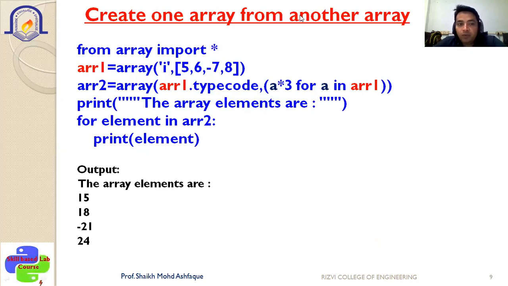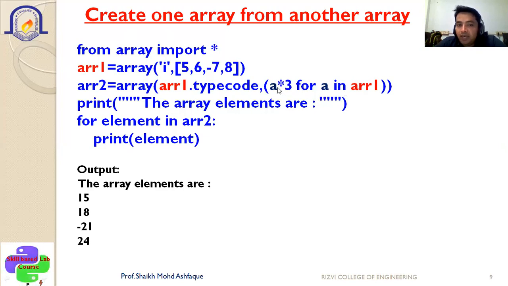Now here, creating one array from the other array. How can we create an array from the other array? We are using the third way, from array import star. We are writing arr1 is equal to array, then type code, then elements separated by the comma. So here the first one, arr1, is created. Now the aim says to create one array from the other array. So we are writing arr2 is equal to array, then arr1. Inside that we are trying to utilize your first array. So here we are writing arr1.typecode, comma, a into 3 for a in ar1.